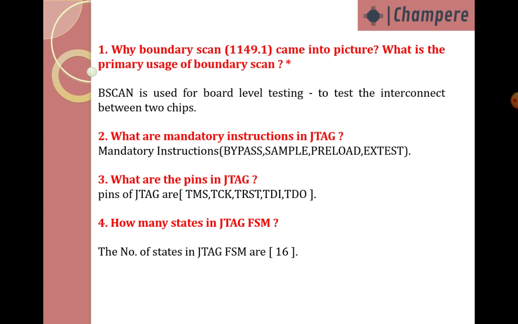See, boundary scan is a subset of JTAG. That's what the JTAG protocol number is, IEEE 1149.1. Boundary scan can also be called BSCAN. It is used for boundary level testing. Boundary level testing means testing the interconnection between two chips. So one chip to other chip connections we test using BSCAN. This is the first one.